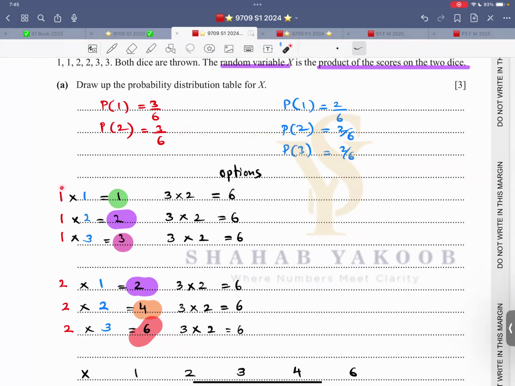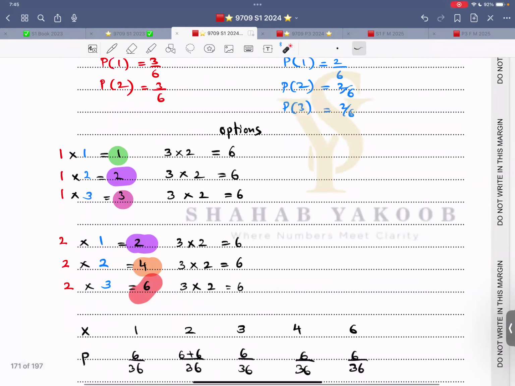So red 1, blue 1. So 1 into 1 is 1. 1 into 2 is 2. 1 into 3 is 3. 2 into 1 is 2. 2 into 2 is 4. 2 into 3 is 6. So there are 6 options over here.